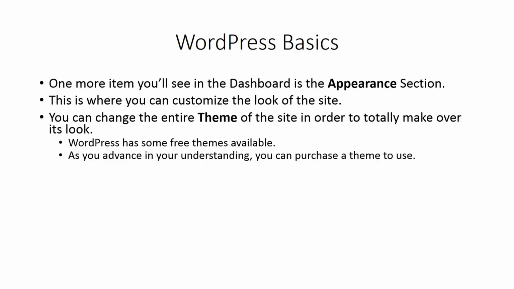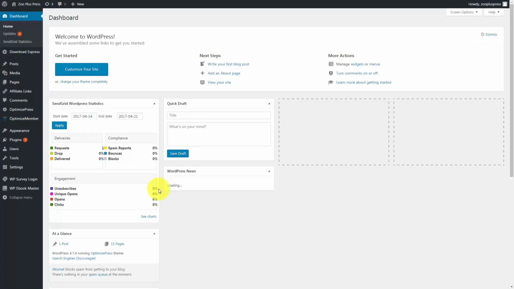As we are in the back office, you'll see that there's a link for the appearance. If we hover over it, we can see that there are themes, customization, widgets, menus, and editor, all ways that we can actually customize our WordPress website.